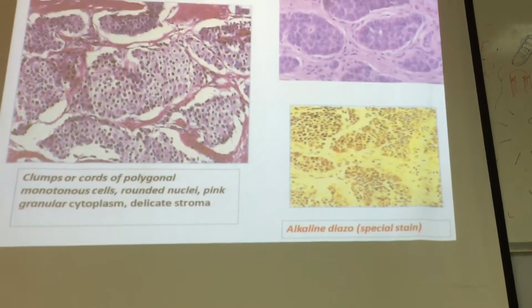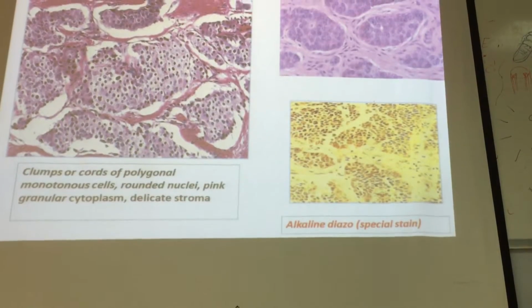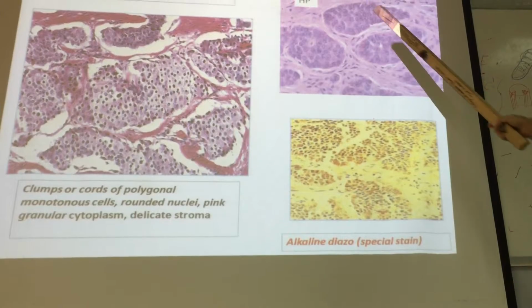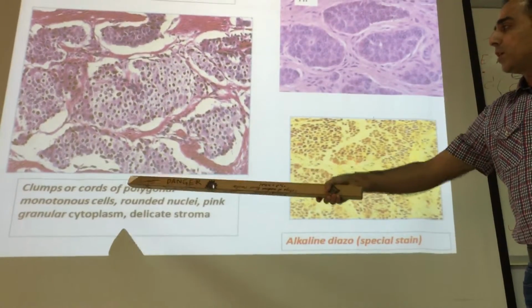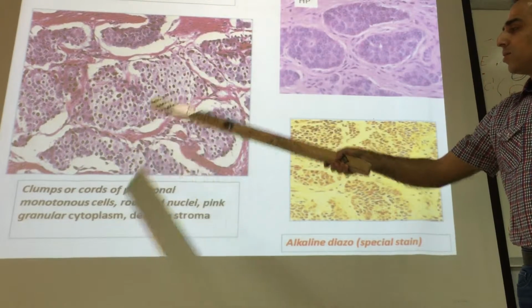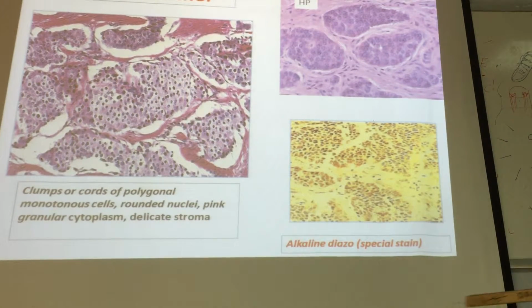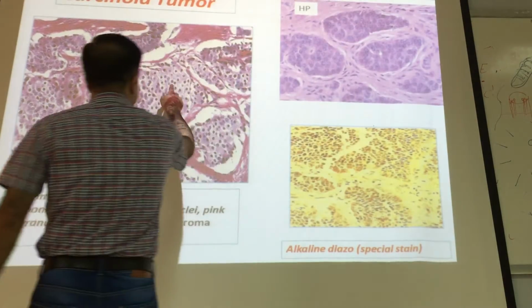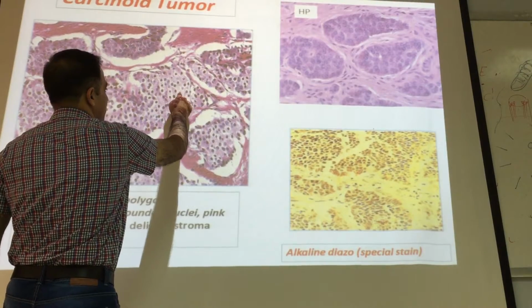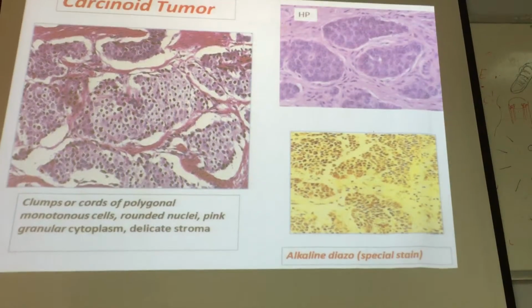Microscopic appearance. You will find monotonous cells. There is not much variation in the size and shape of the cells. These are clumps or cords or nests of polygonal monotonous cells which have rounded nuclei and big granular cytoplasm. You can see the black nuclei, and surrounding them is the big granular cytoplasm.